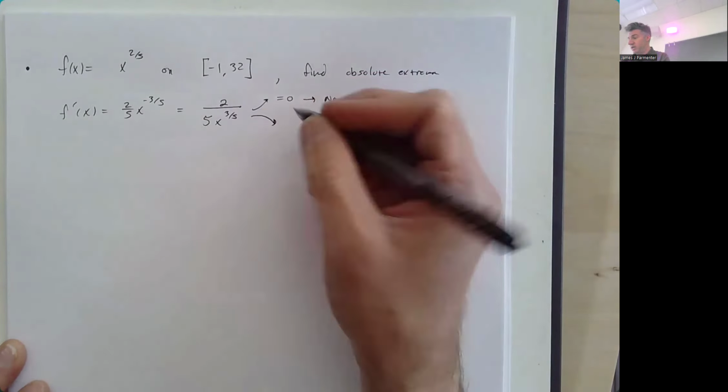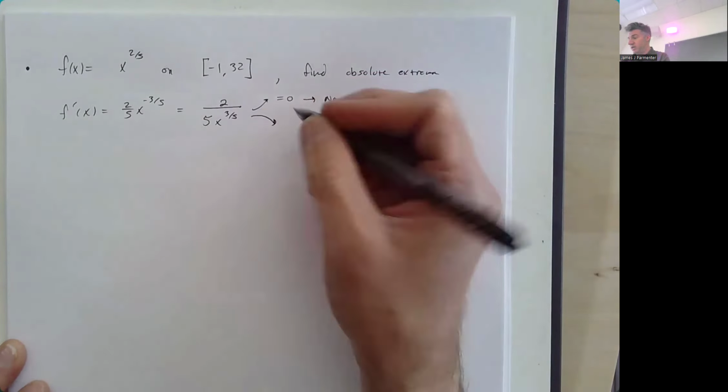I will point out that x equals 0 is definitely in the domain of the original function. y equals x to the 2/5 is defined for every real number x. We just have a function that's not differentiable at x equal to 0. I won't draw it yet, because we don't need to draw it to find the answers, but I will draw it in a second. So I've got my only critical point, x equal to 0. And if I look at my function, I've got -1 to 32. So I want to find f of 0, f of -1, and f of 32.